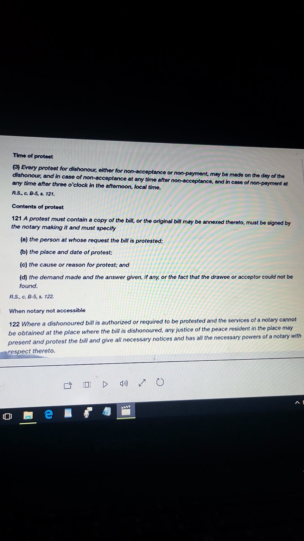Time of protest. 3. Every protest for dishonor, either for non-acceptance or non-payment, may be made on the day of the dishonor, and in case of non-acceptance, at any time after non-acceptance, and in case of non-payment, at any time after 3 o'clock in the afternoon, local time.